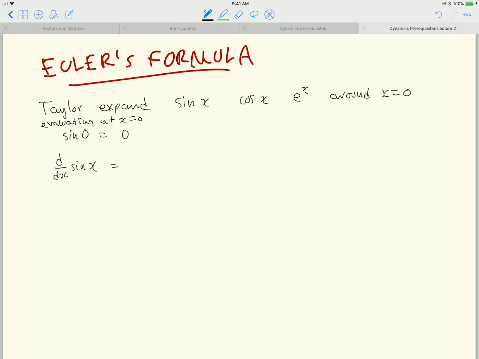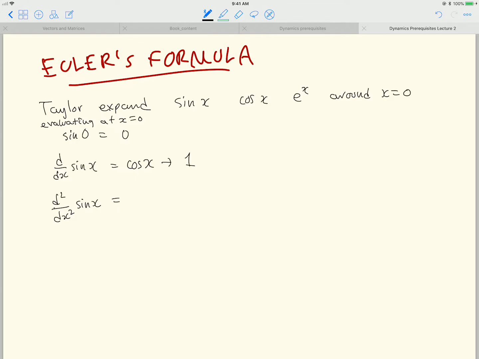Evaluating at x equals 0. The first derivative of sine is cosine, and cosine of 0 is 1. So let's take the second derivative. That's just the derivative of cosine. And what's the derivative of cosine?